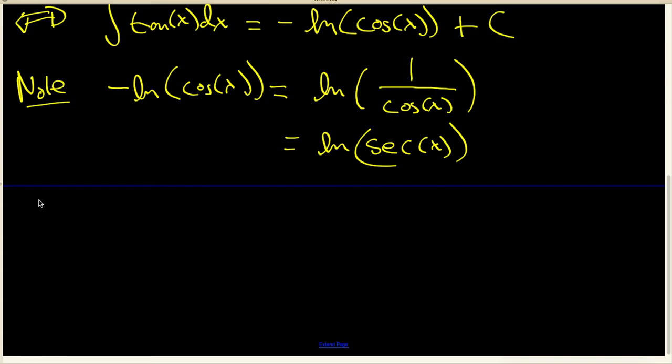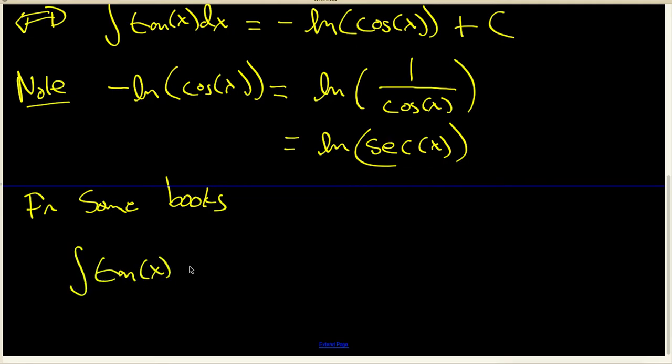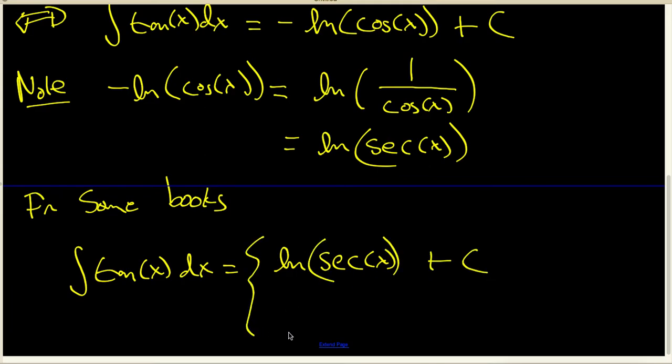And so in some books, you will see the antiderivative of the tangent of x being written as the log of the secant of x plus whatever constant that you want. And in other books, you'll see it written as minus the log of the cosine of x plus any constant that you want. And either one of these answers is an acceptable answer. So you need to get one of these two things written on your list of antiderivatives.